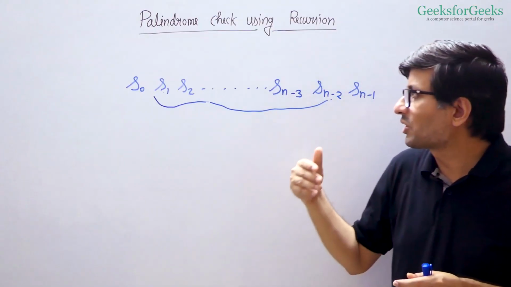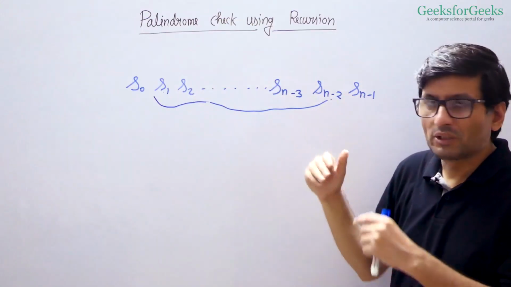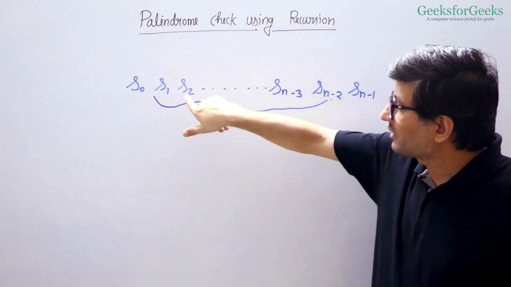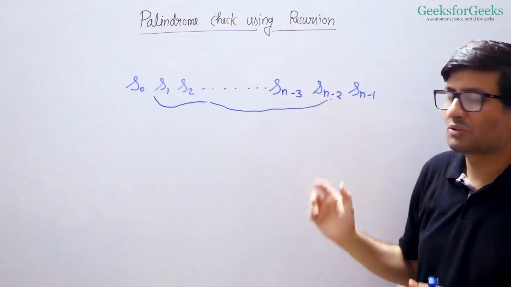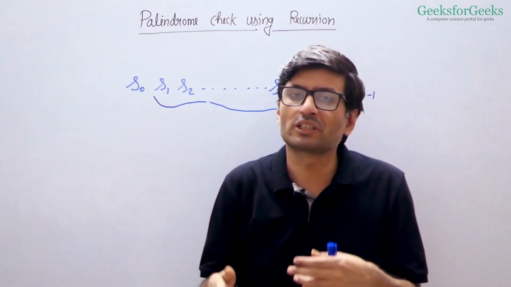then I can solve this problem recursively. So there are two things I need to check for the whole string. First, the first and last characters should be the same. And this substring from S1 to Sn-2 should be a palindrome. If these two conditions are true, then the whole string is palindrome, otherwise it's not.